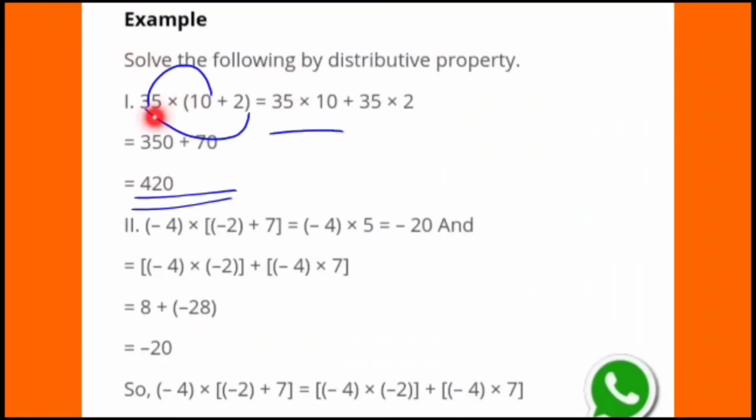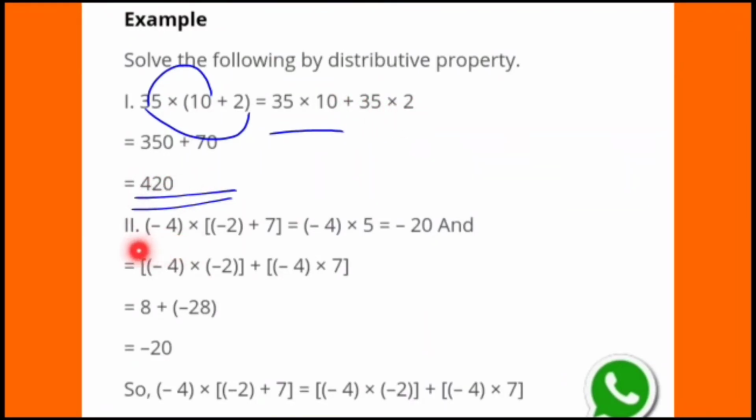See here, 35 into (10 plus 2). You have to distribute this 35 with these numbers in the bracket. 35 into 10 plus 35 into 2. What is the result? 420.